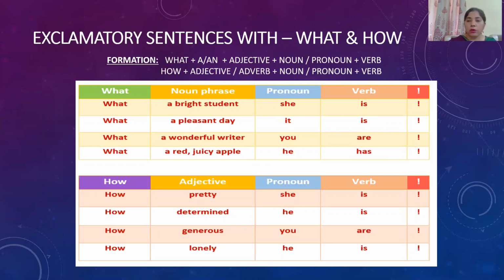Then using how, see the examples. How pretty she is. How determined he is. How generous you are. How lonely he is. So this is how you can form exclamatory sentences with this kind of formation, with the verb coming at the end of the sentence.